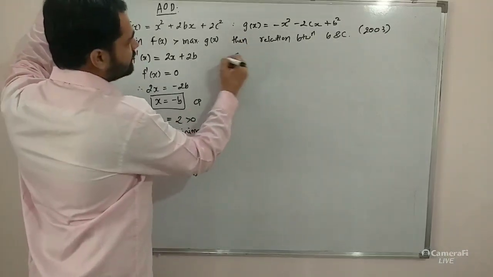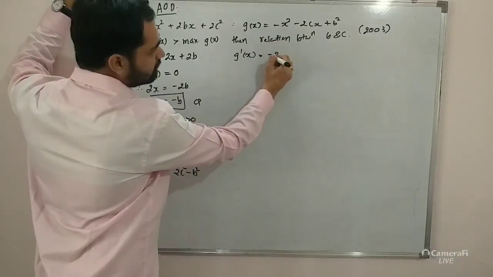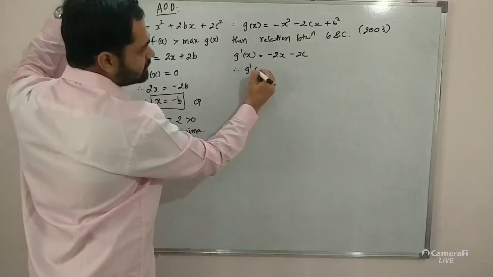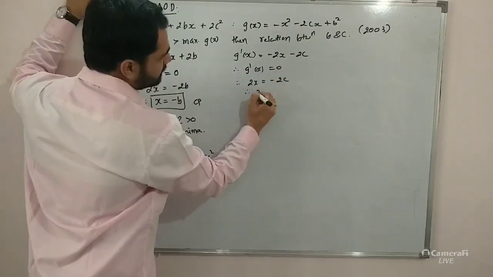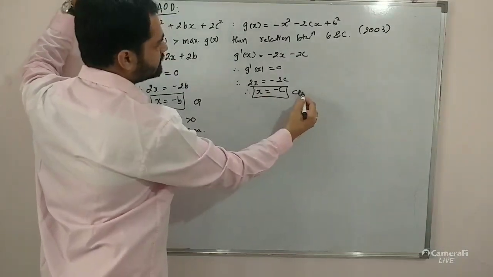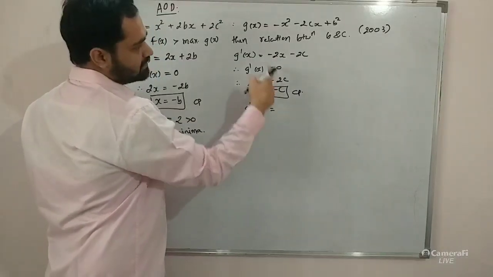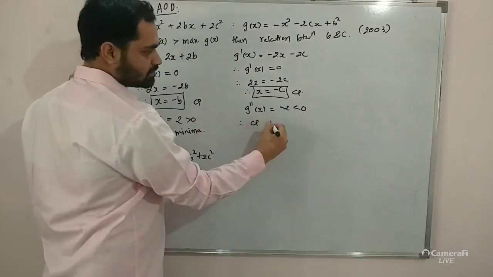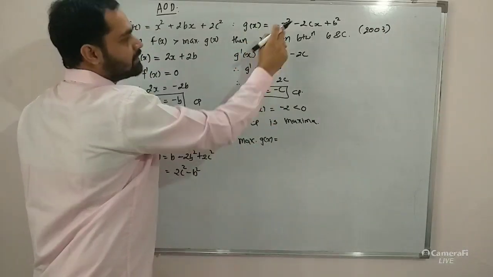Now, for finding the maximum of g of x, we are going to find g dash of x. G dash of x is what? Minus 2x minus 2c. Comparing g dash of x with 0, we will get here 2x is equal to minus 2c. It means x is equal to minus c. It means this is the critical point. If it is a critical point, then what is the double derivative? Double derivative at this point is minus 2, which is less than 0. Therefore, for finding the maximum value of g of x, we have to substitute x is equal to minus c in the given equation.